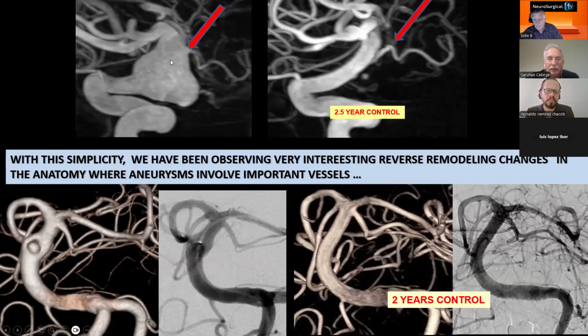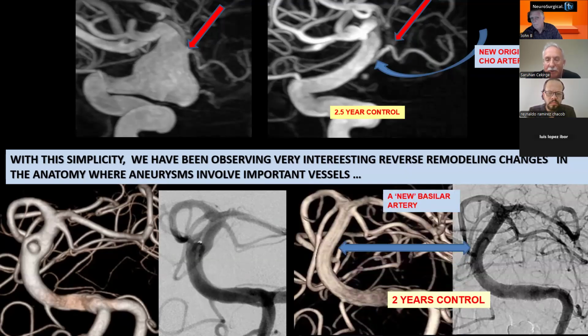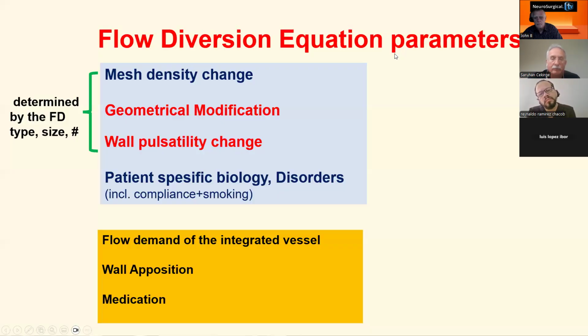And look at this. This is the anterior choroidal artery coming off this aneurysm, and this is the fenestration in this mid basilar. One arm of the fenestration was taken and a pipeline placed, and there's another pipeline placed here, and look what happened. There is a new origin of the anterior choroidal artery, and a completely new basilar artery. These were anatomomorphological changes. And the new origin is coming from the reverse remodeling of the aneurysm sac.